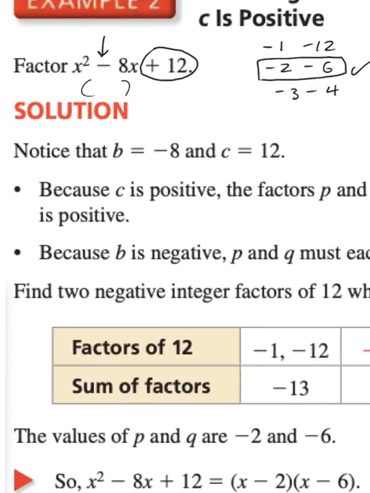So we're going to put our parentheses down again, put an x at the beginning, and the two numbers, minus 2, minus 6. And again, if you multiply those out using FOIL, you'll get x squared minus 8x plus 12, just like we would hope to.